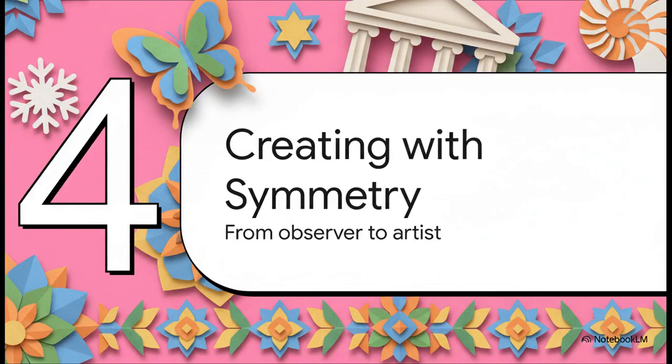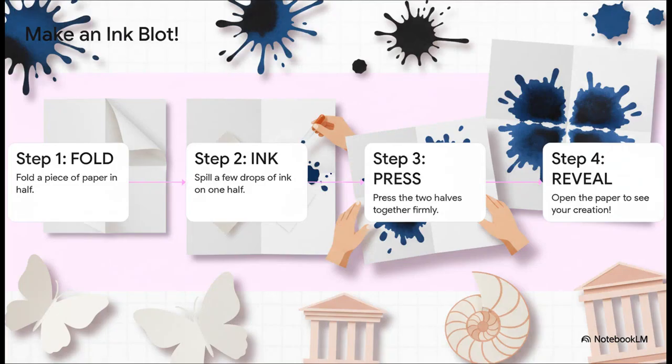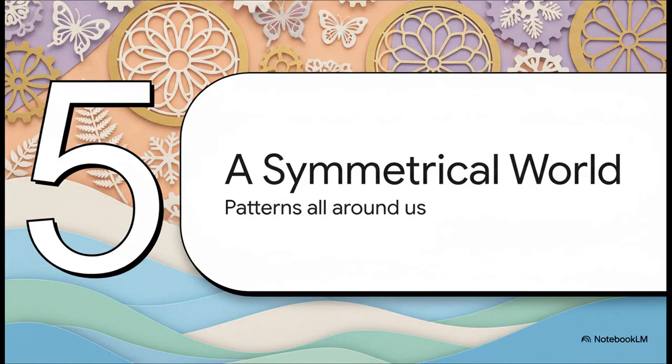Okay, so we've spent some time looking at symmetry, but what about actually making it? Let's switch things up and go from just being an observer to being an artist. You can literally do this right now. It's a total classic, the ink blot test. Just fold a piece of paper, put a few drops of ink or paint on one side, press it together nice and firm, and then open it up to reveal your creation. You just used a line of symmetry to make something totally new and unique. And that really simple activity shows you that symmetry isn't just some abstract math concept. No way. It's a creative principle. And once you know what you're looking for, you start seeing these amazing patterns absolutely everywhere.